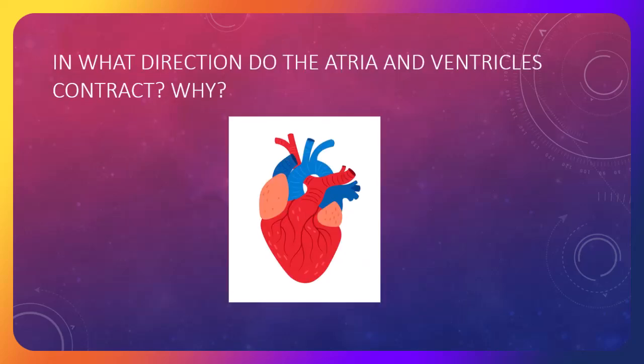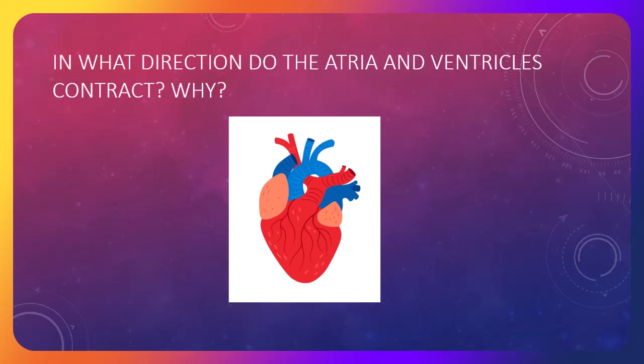Gabrielle, in what direction do the atria and the ventricles contract, and why? So let's take the atria. Do the atria contract from superior to inferior or from inferior to superior? Somebody help her out. Superior. And then what do the ventricles do? Yeah, so the atria are on the top, so they go from the top down. The ventricles are on the bottom, so they go.